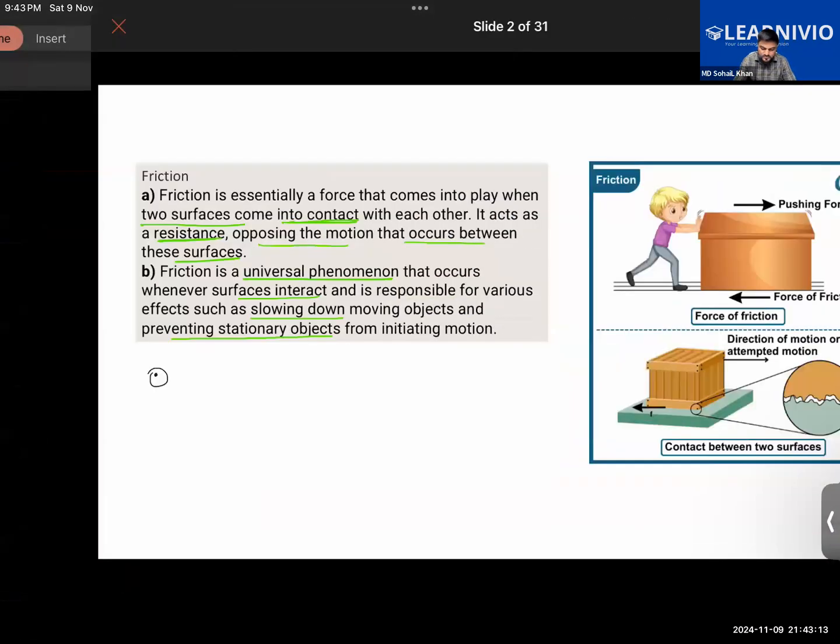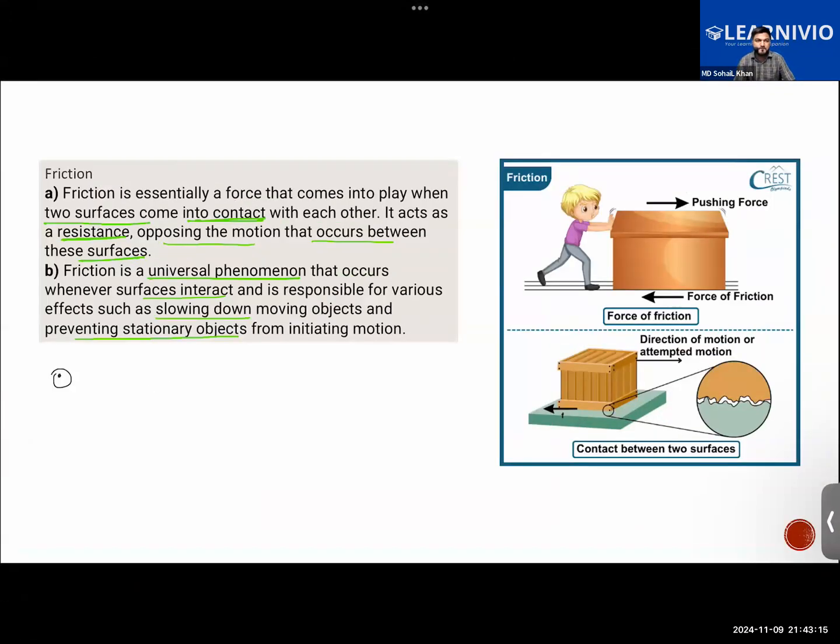Surface smoothness, surface area, and what material the object is made of. Roughness of surface. Force applied on the object. And lubrication.